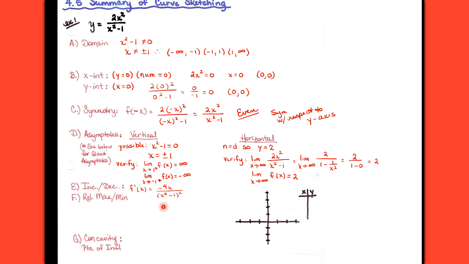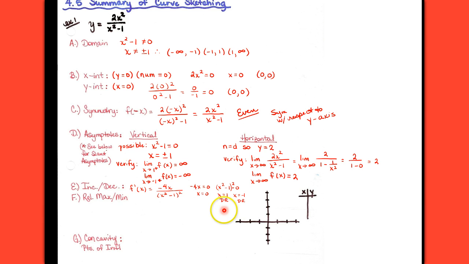Where the numerator equals 0, right? And where this is not going to exist is where my denominator equals 0, right? So if I'm looking for critical numbers, where does my derivative equal 0? That's where the numerator equals 0. Where does my derivative not exist? That's where the denominator equals 0. So I'm going to set the numerator and the denominator equal to 0 to find my critical numbers.